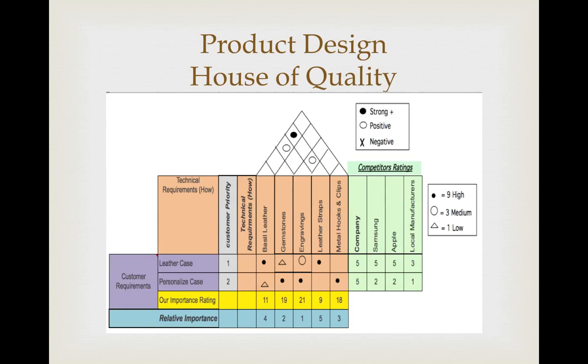So the technical requirements were the leather case, the basil leather, the gemstones, the engravings, the leather straps, metal hooks and clips. These are the technical requirements to get the actual case design up to the customer requirements. So what we did is an importance rating of each of the technical requirements, from 9 being high to 1 being low. The highest rating went to the engraving, the second went to the gemstone, the third went to the metal hooks and clips, the fourth went to the actual basil leather, and the fifth went to the leather straps.